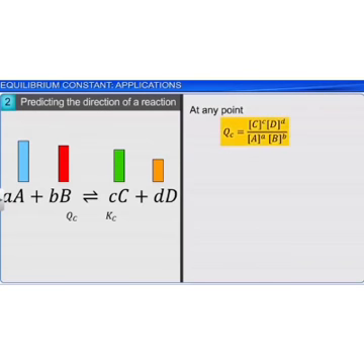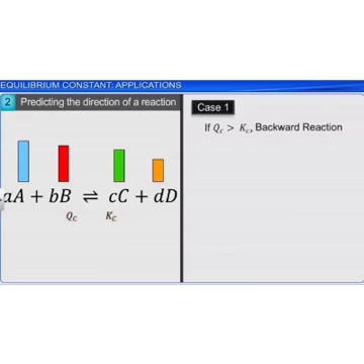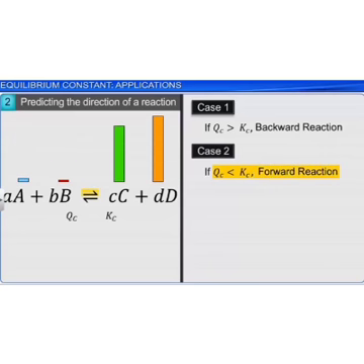Let us now examine how reaction quotient and equilibrium constant help us in predicting the direction of a reaction. If the value of reaction quotient Qc is greater than equilibrium constant Kc, it means that the backward reaction takes place. In other words, the reaction proceeds in the direction of the reactants. If the value of reaction quotient Qc is less than equilibrium constant Kc, it means that the forward reaction takes place. That is, the reaction proceeds in the direction of the products.